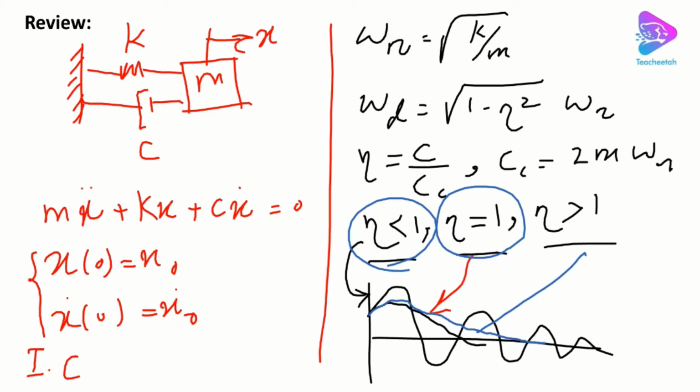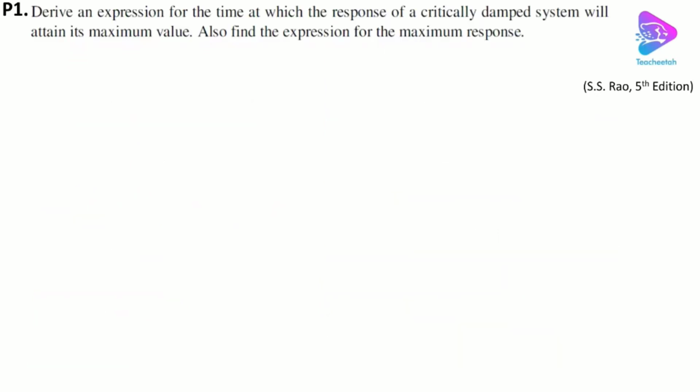So let's do that. Let's start the first problem, which is on a critically damped system, and see how we can dig into this problem. Let's quickly go over the problem and see what we have. In this problem, we are looking to find the time at which a critically damped system has a maximum value of the amplitude of the vibration. And also we want to find the expression for that maximum response. In fact, we are looking for a time, which we call Tm, which gives us Xm, the maximum amplitude for a critically damped system.